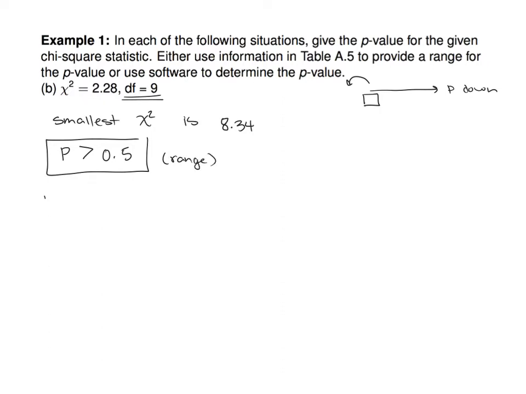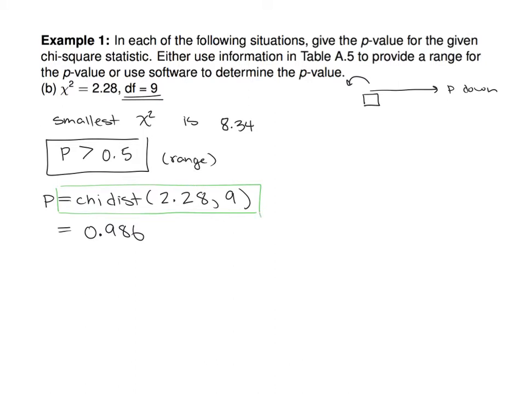Now to find it exactly, in Excel, you'd type in equals CHISQ.DIST.RT, and then you put in your chi-squared value, comma, degrees of freedom, and this gives you 0.986. So you go to a cell in Excel, type in this thing, push enter, and it should give you this. Make sure you can make that happen. I'm pretty sure the command is the exact same thing if you're using numbers.